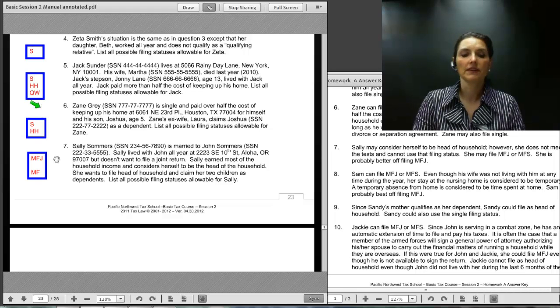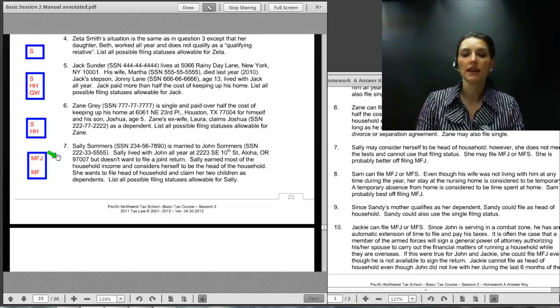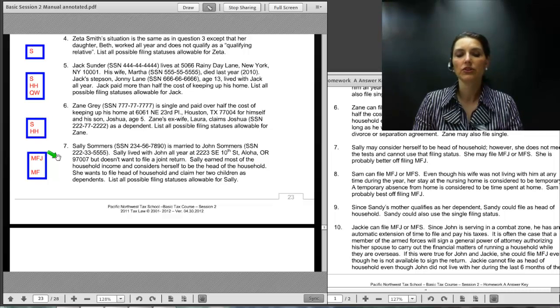Number 7, Sally Summers is married to John Summers. Sally lived with John all year in Aloha, Oregon, but doesn't want to file a joint return. Sally earned most of the household income and considers herself to be the head of the household. She wants to file as head of household and claim her 2 children as dependents. List all possible filing statuses allowable for Sally.